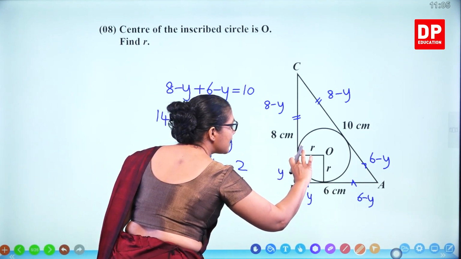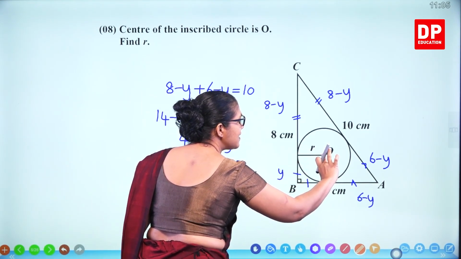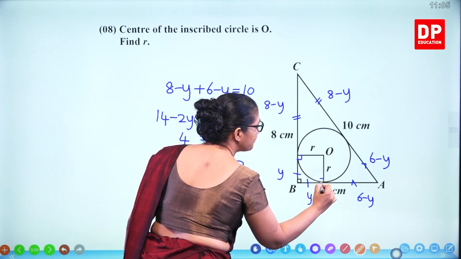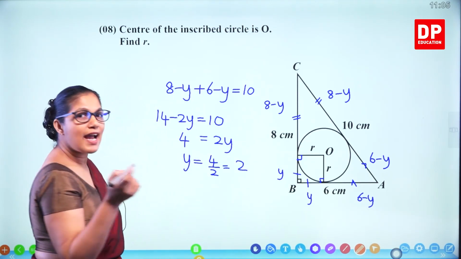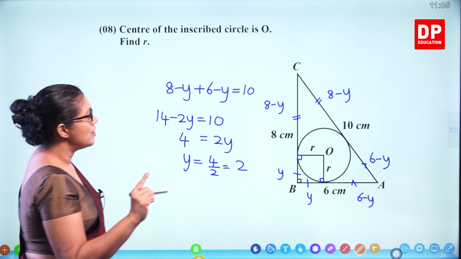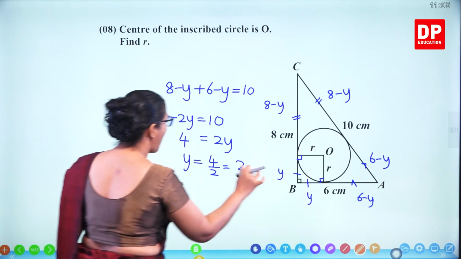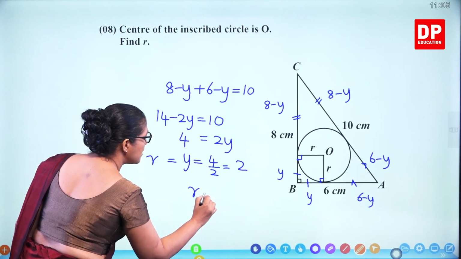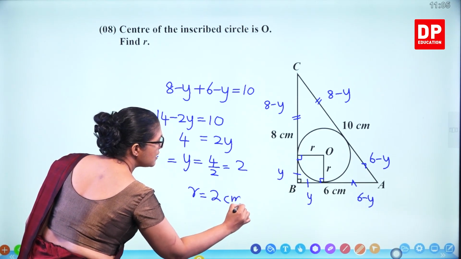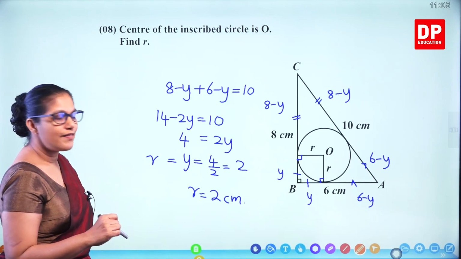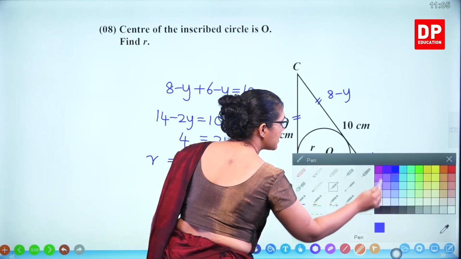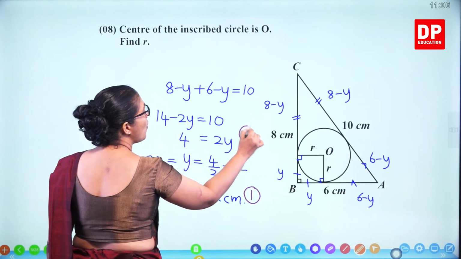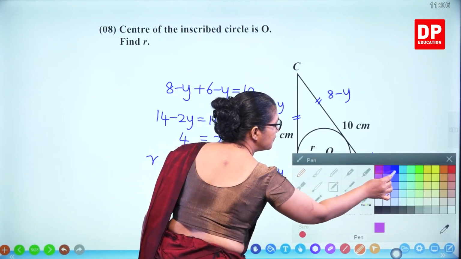So the y length is the same as r because these are perpendicular to each other. The tangent line and the radius are perpendicular. So this length is the same as r. So that's r as well. So r equals 2 centimeters. So that's the radius of the inscribed circle. 1 mark for the answer and 1 mark for the method.